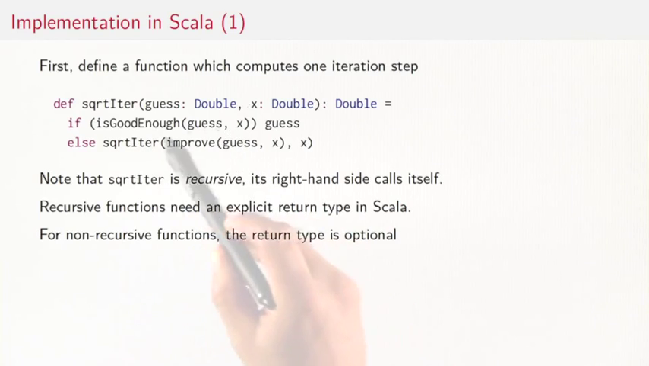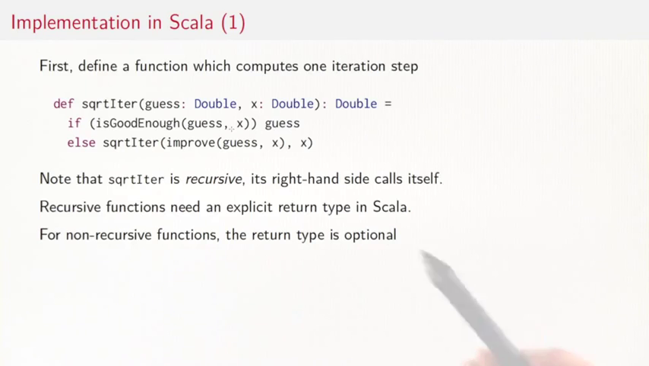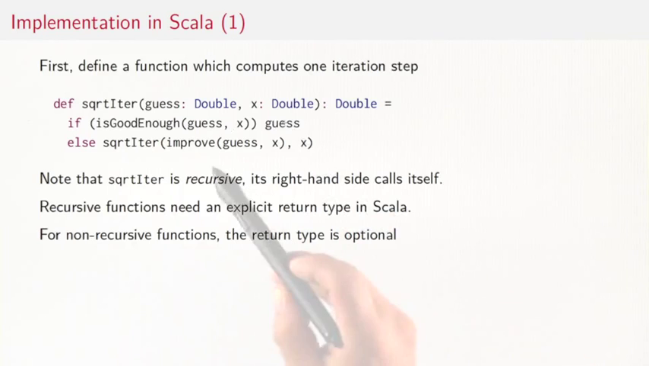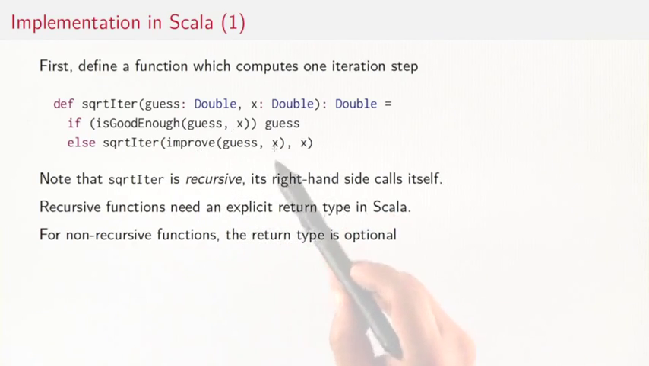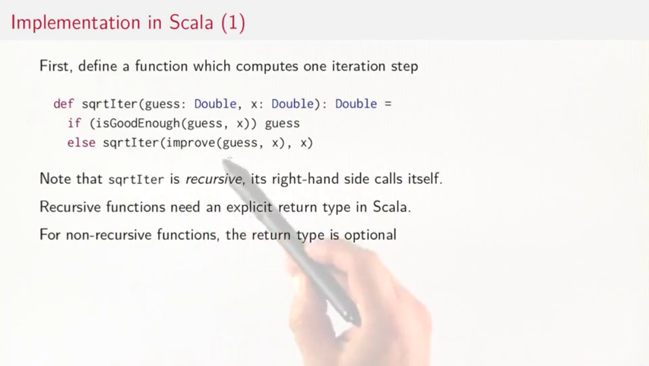The predicate that controls that, we give it a name. Let's call it is good enough. So if my guess is good enough, then I just can return the guess. If my guess is not yet good enough, then I have to improve my guess. Let's do that with another function, improve, and call square root iter again with the improved guess. Note that square root iter is recursive, so its right-hand side calls itself.